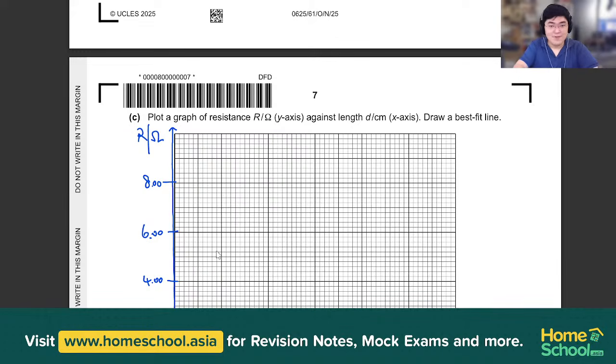Do take note, right? If you draw the axes correctly labeled and correctly placed, that will give you 1 mark. If you draw a suitable scale like this, with correctly plotted points, you get your 2nd mark. Okay, very good. Now let's move on to this.